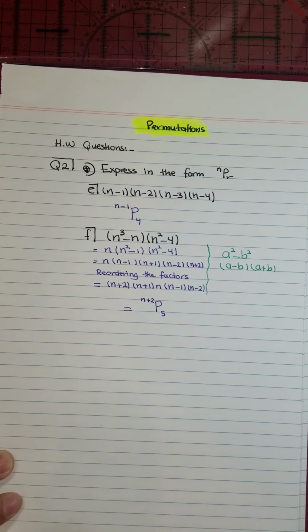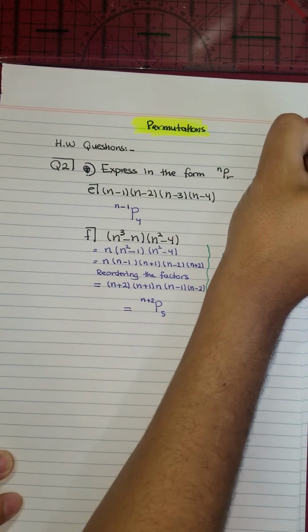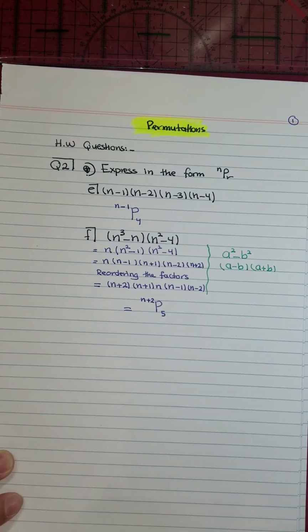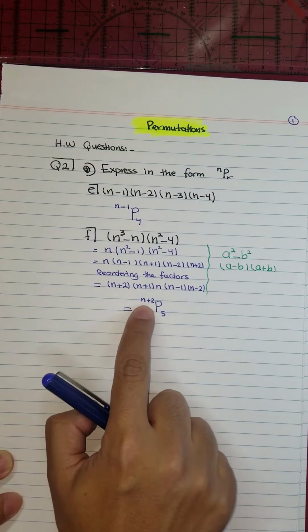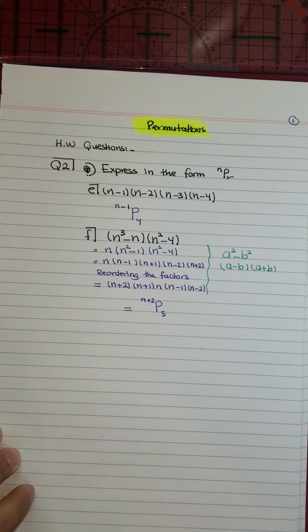Remember, you can have a question like this in a multiple choice question or a true-false question. I can give you this one and tell you it's equal to the permutation of n plus 2 permutation 5, and you tell us if it's true or false, or maybe you can select this from one of the choices. I hope this one is clear. So this is what I want to discuss with you from question number 2.